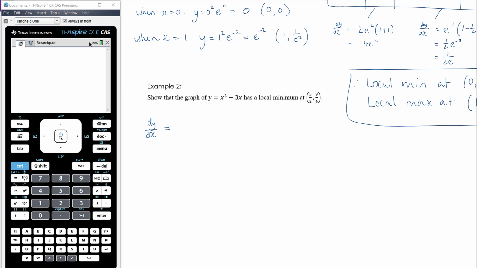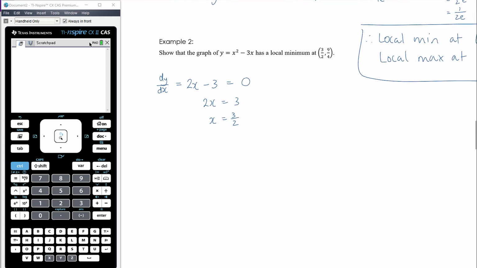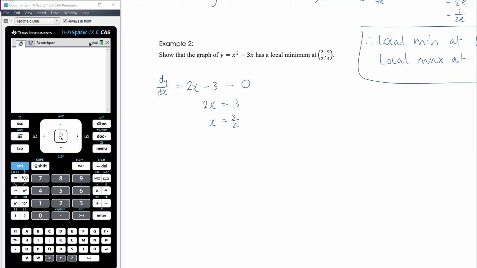Okay, so dy/dx is going to be, in this case, 2x minus 3. We know that when we want stationary points, the derivative equals 0. So we get 2x equals 3, and so x equals 3/2. That means we definitely have 0 gradient at x equals 3/2.